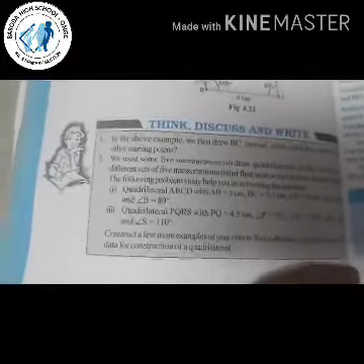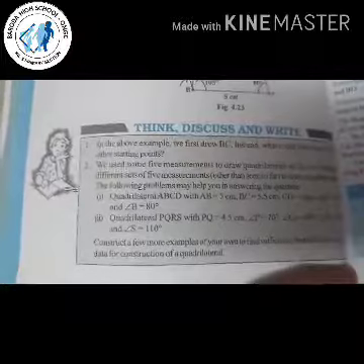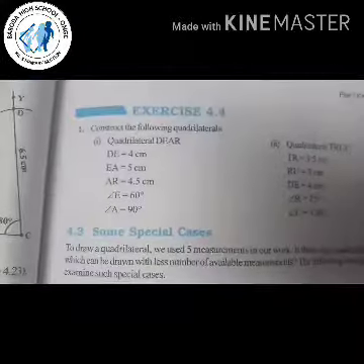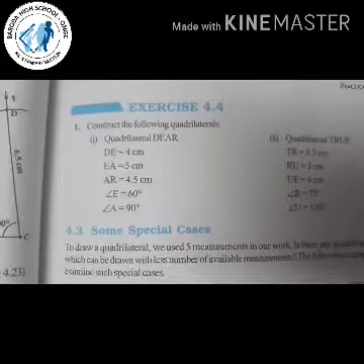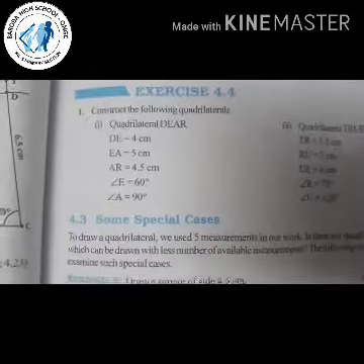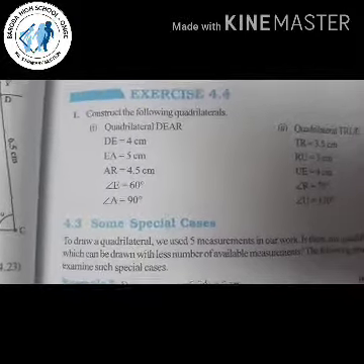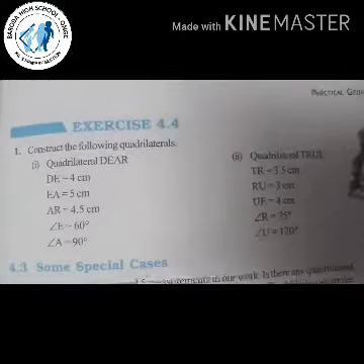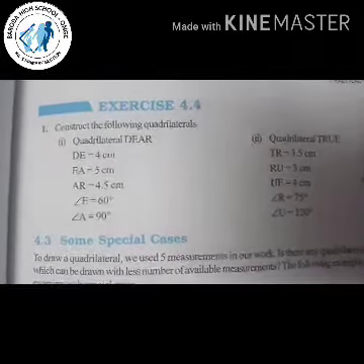Again there are a few sums for you to think. So think first and we'll discuss in the Google Meet. Only two sums are given in exercise 4.4. Question number 1, quadrilateral DEAR: DE, EA and AR are given and two included angles are given. Very easy. Similarly in quadrilateral TRUE, three sides and two angles are given. Nothing challenging over here. So let us go towards something challenging, that is some special cases.